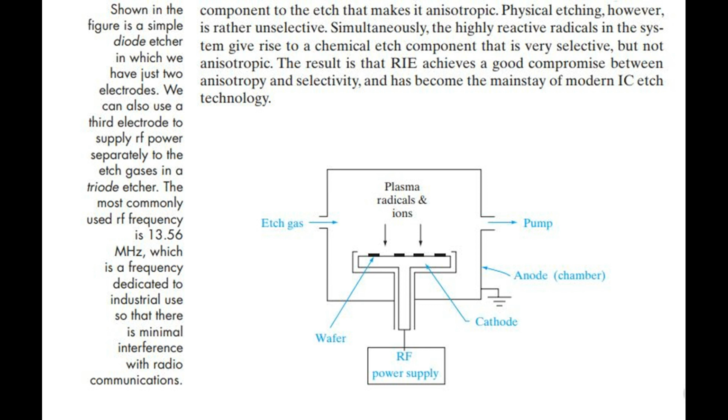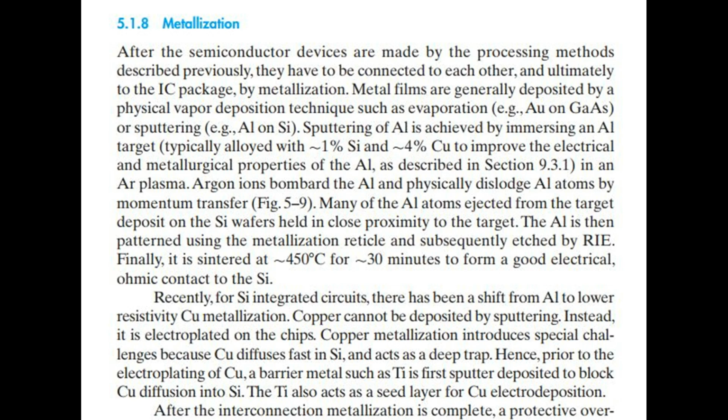Figure 5.8. Reactive ion etcher. Single or multiple wafers are placed on the radio frequency powered cathode to maximize the ion bombardment. Shown in the figure is a simple diode etcher in which we have just two electrodes. We can also use a third electrode to supply radio frequency power separately to the etch gases in a triode etcher. The most commonly used radio frequency is 13.56 MHz, which is a frequency dedicated to industrial use so that there is minimal interference with radio communications.